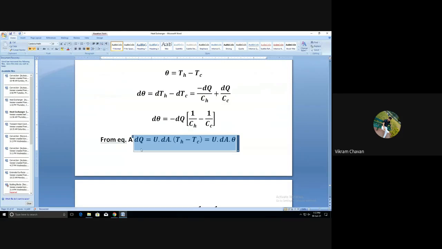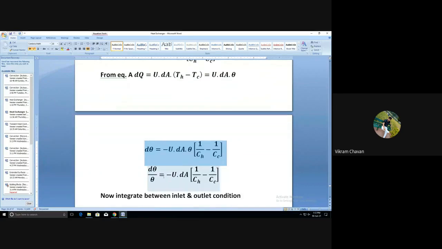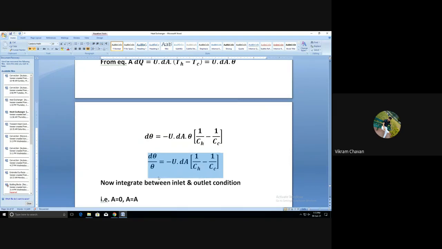Okay, so we have to substitute this dq equation in this particular d theta equation. So we will get d theta is equal to minus u multiplied by dA multiplied by theta inside bracket 1 upon ch minus 1 upon c suffix c. Okay, now here if you take the theta on this side, the equation will become d theta divided by theta, which will be equal to minus u multiplied by dA inside bracket 1 upon ch minus 1 upon c suffix c. Once again, we have to integrate this.